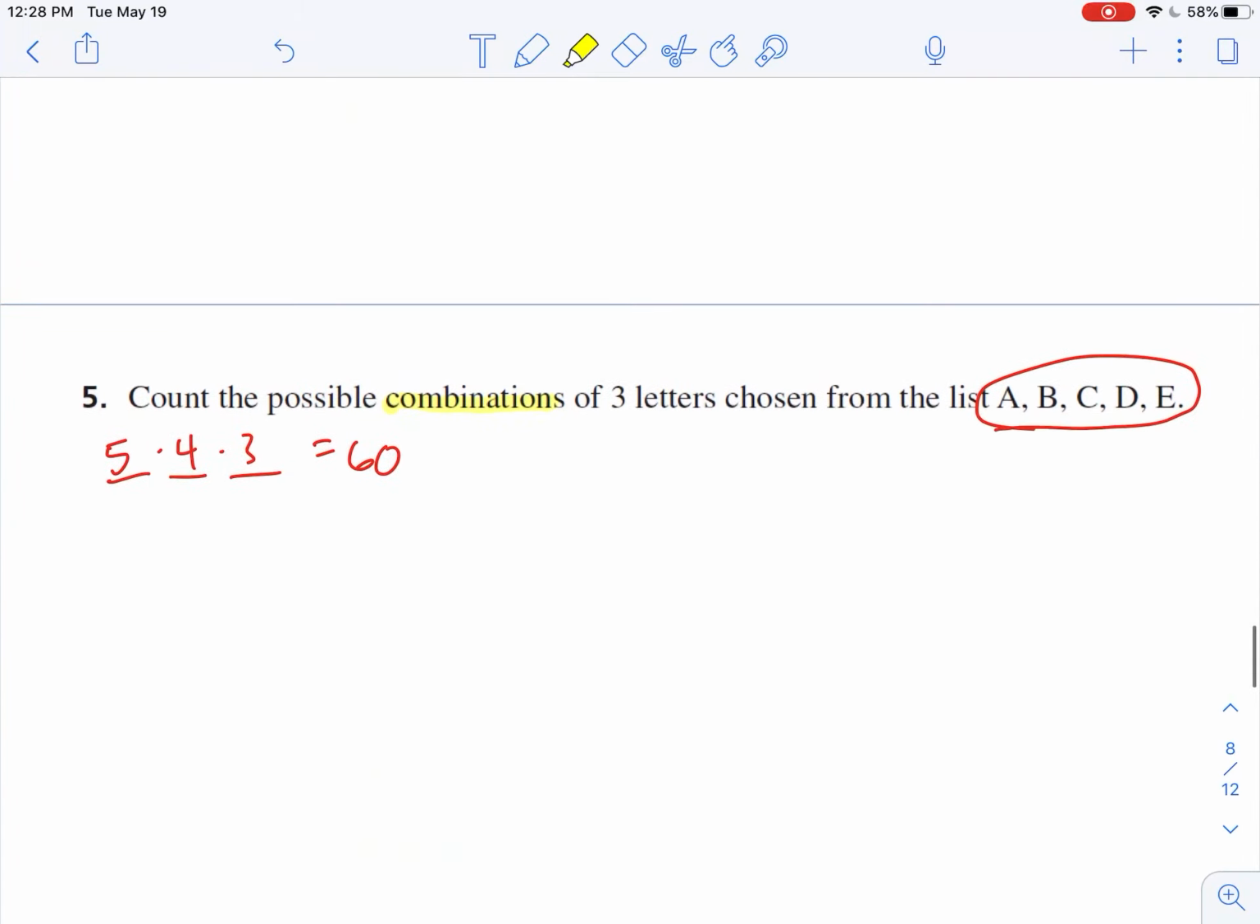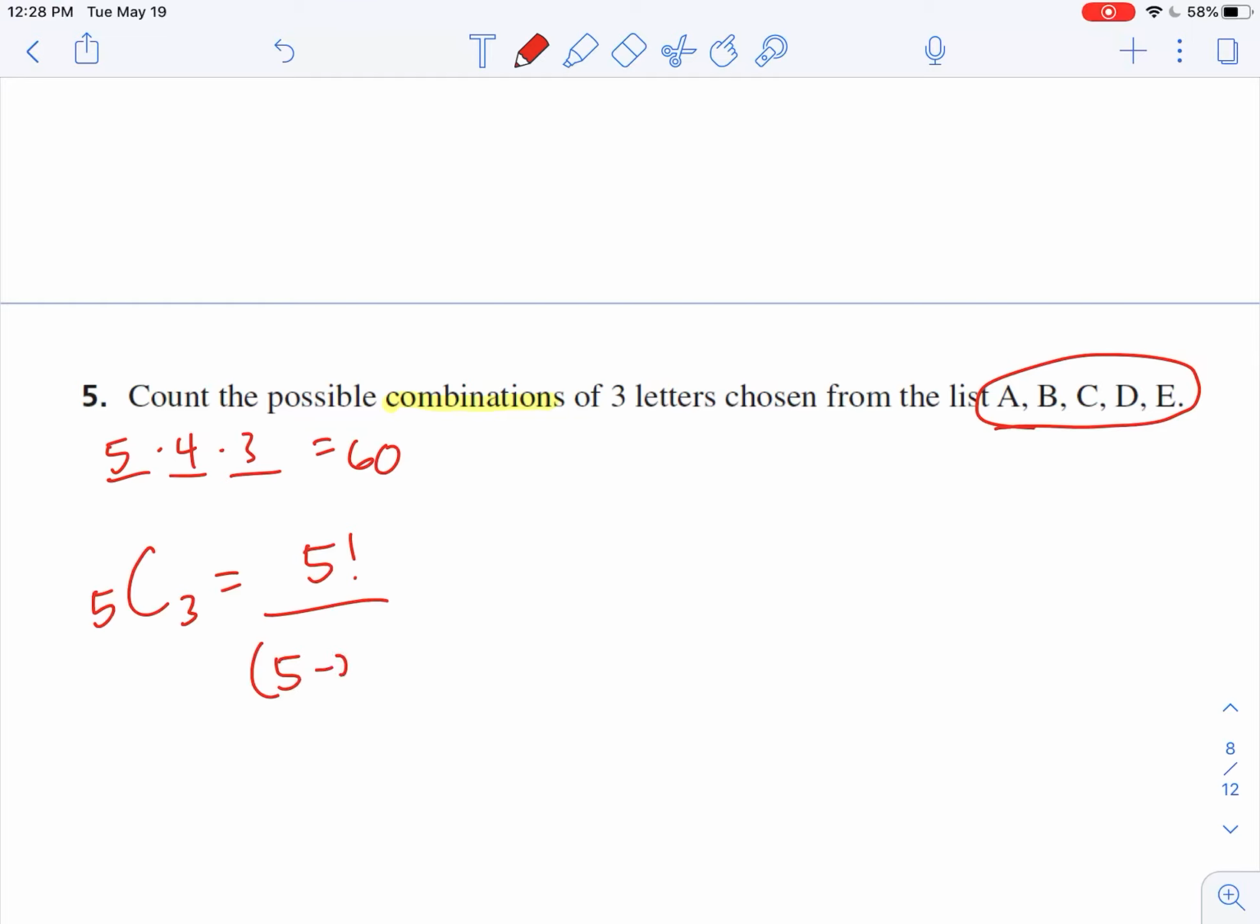In the previous problem, we have 5 letters chosen 3 at a time. So we're looking at 5 objects chosen 3 at a time. So it's 5 factorial over 5 minus 3 factorial times 3 factorial, and that's in the denominator. Let's rewrite this again: 5 factorial over 5 minus 3, being 2 factorial, times 3 factorial. Now what I need you to do is stop and pause here. 2 factorial times 3 factorial is not 6 factorial.